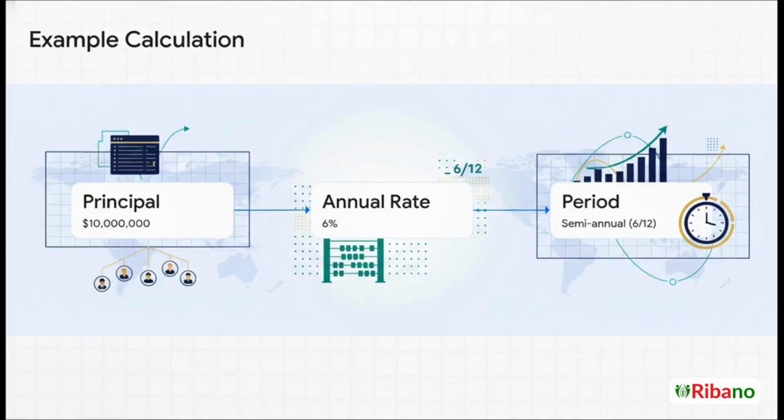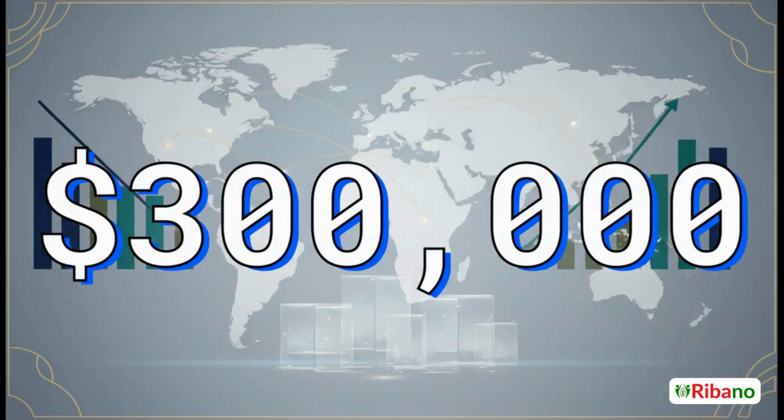Let's make this real with an example. Let's say the principal is a nice round $10 million. The annual rate is 6%, and you get your distributions every 6 months. So you just take that $10 million, multiply it by 6%, and then adjust it for that 6-month period. And what do you get? Boom, a semi-annual distribution of $300,000. See, there are no black boxes here, no secret formulas. It's just clear, simple math.